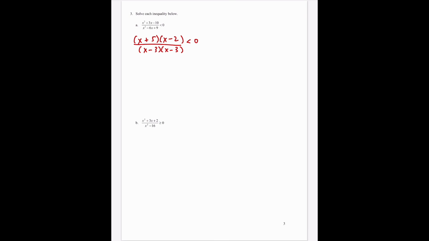So here we have, let's see, how many critical values do we have? We have 4 technically, right? But 2 of them repeat. So critical values: x is equal to negative 5, 2, and 3. 3 repeats. So I want to make a number line: negative 5, 2, and 3. And we want to plug in some test values.